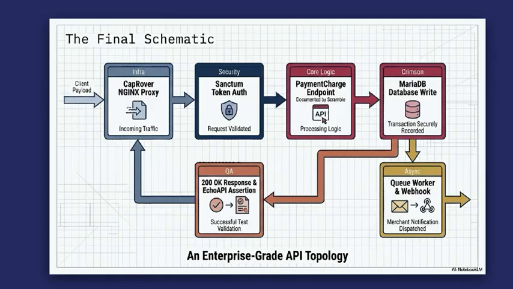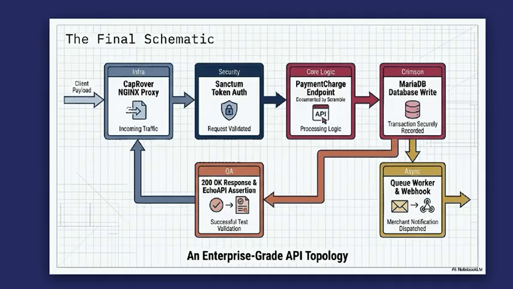The complete life cycle. Okay, the client clicks pay. The JSON payload traverses the internet and hits the CapRover NGINX proxy. This is our infrastructure pillar. NGINX calculates the least connections algorithm and routes the request into the optimal PHP container namespace. The payload hits the security pillar. The Sanctum middleware intercepts the HTTP headers. It extracts the bearer token, executes the SHA-256 hash, and compares it to the token's cryptographic signature. The math validates. The bouncer steps aside.